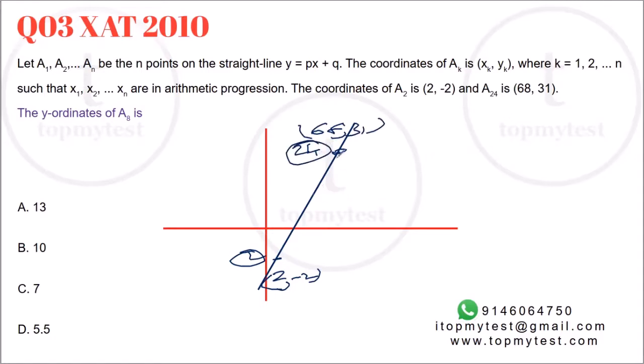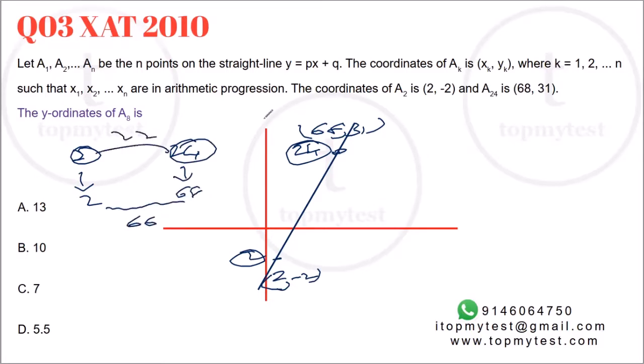Now we know x is in arithmetic progression, right? So we can find out how much x is changing. The second term is 2. The 24th term is 68. So it's an increase of 66 over 22 terms. So your common difference equals 3. Common difference is equal to 3, right?